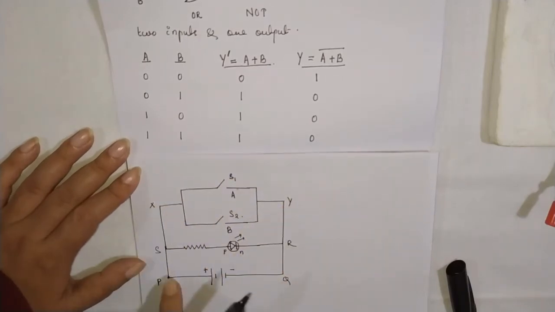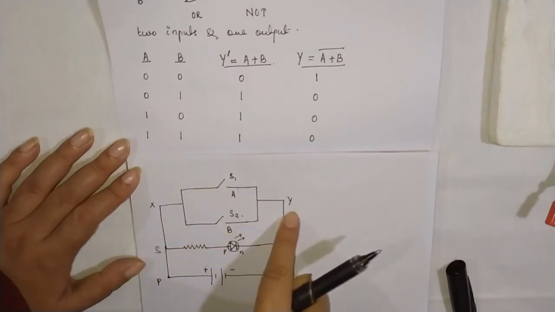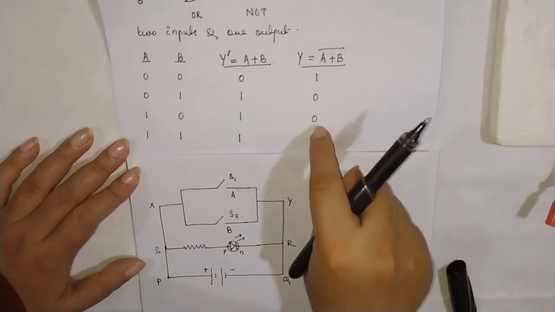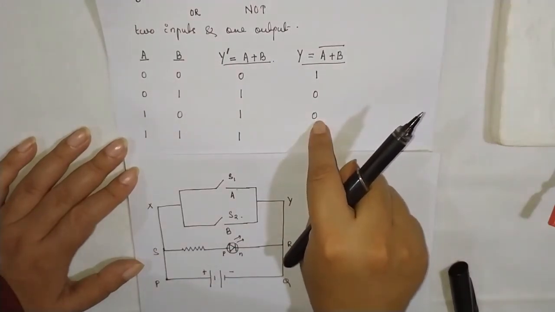That means current is going to flow here in the upper branch. Current is not going to pass across this SR. So the output will be equal to 0.